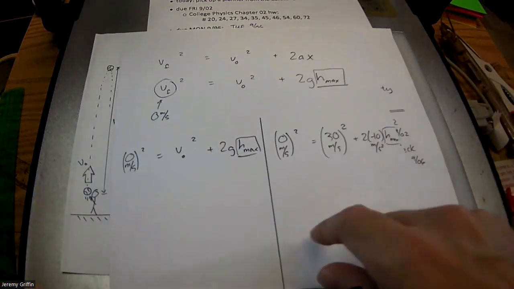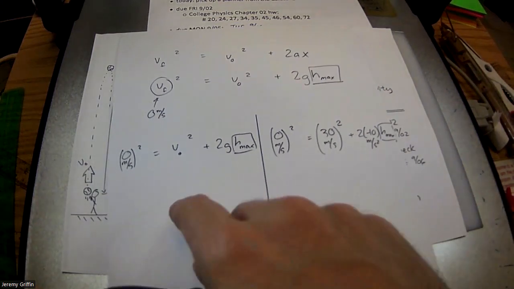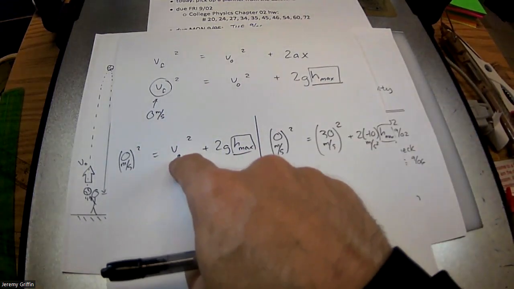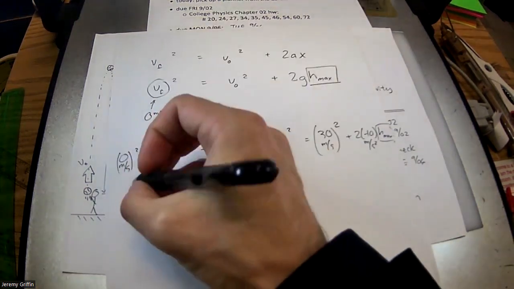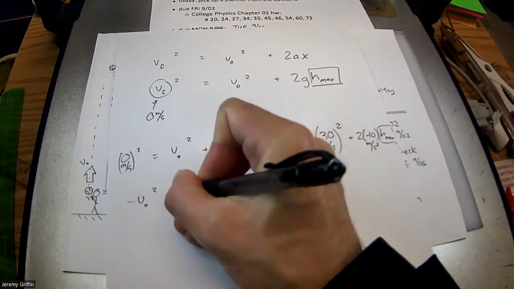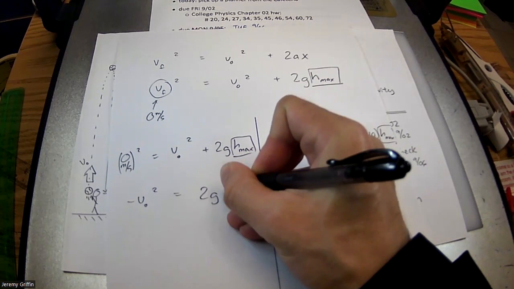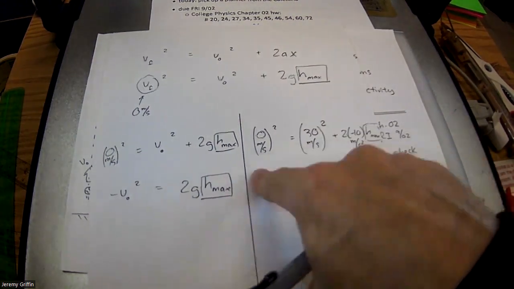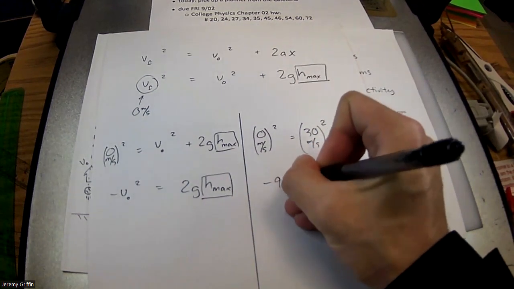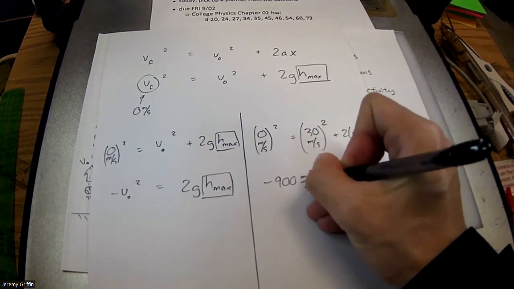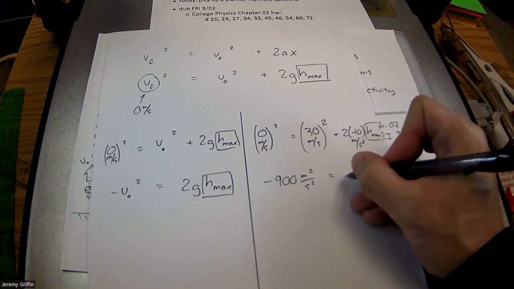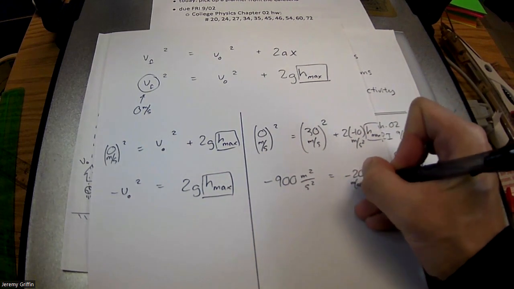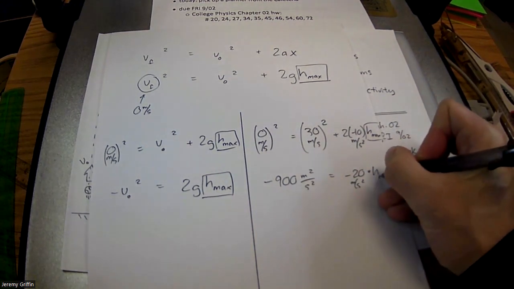All right, so let's finish this off algebraically. Two algebra steps and I can solve both of these. Subtract over the v naught squared. So negative v naught squared is equal to 2g h max. And then on the right side, do the same step. So 900 subtracted over, negative 900, that'd be meters squared per second squared, equals negative 20 h max.